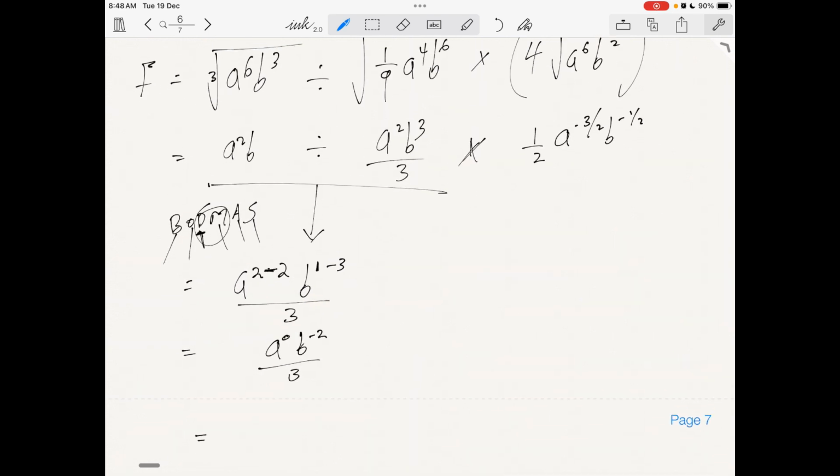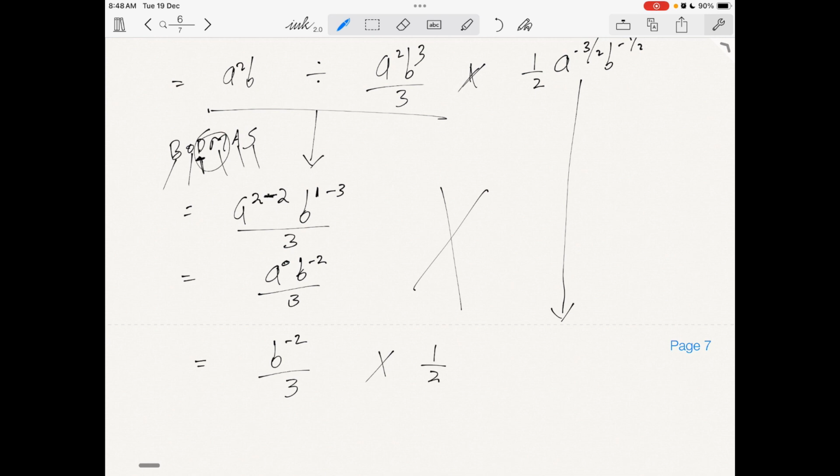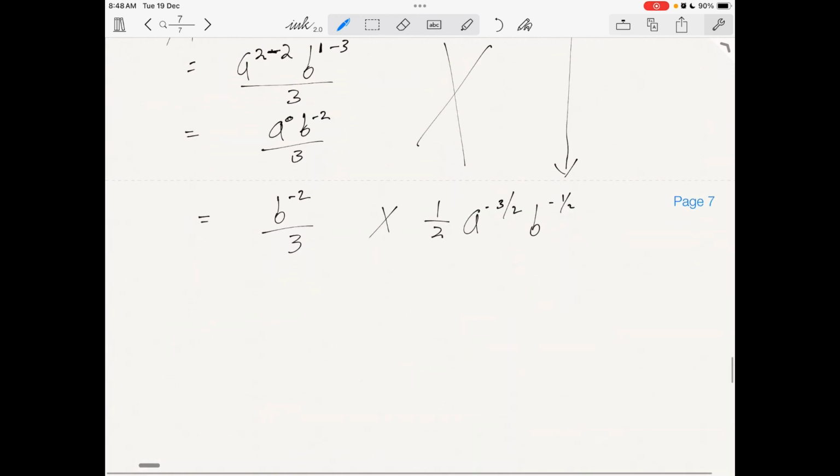Now I can just bring this one down. This will give me b raised to power minus 2 divided by 3. And since multiplication is next, I can bring this down and say multiply by 1 over 2 a raised to power minus 3 over 2 b raised to power minus 1 over 2.